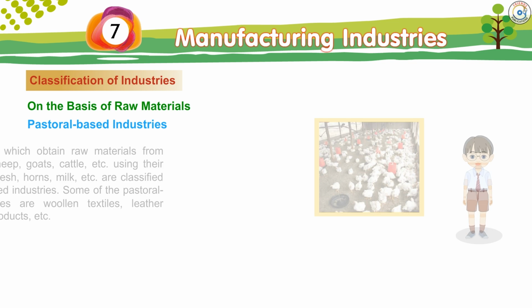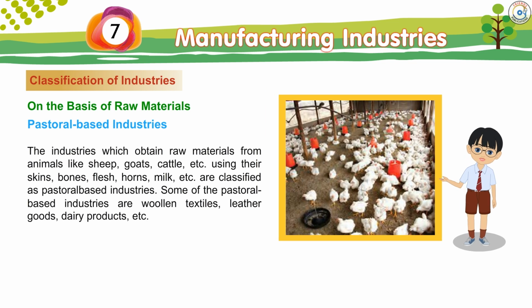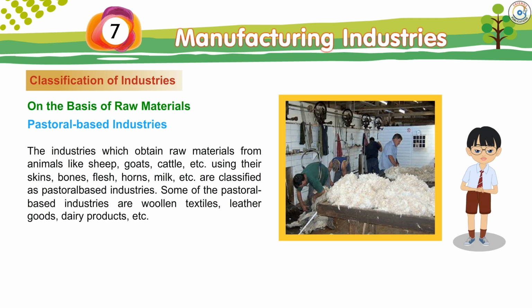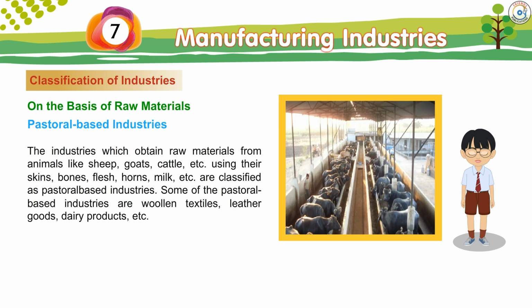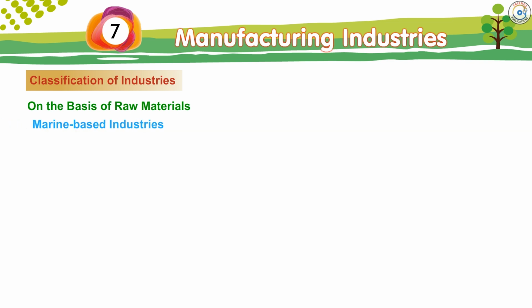Pastoral-based industries. The industries which obtain raw materials from animals like sheep, goats, cattle, etc., using their skins, bones, flesh, horns, milk, etc., are classified as pastoral-based industries. Some of the pastoral-based industries are woolen textiles, leather goods, dairy products, etc.